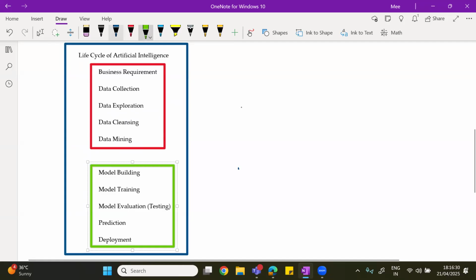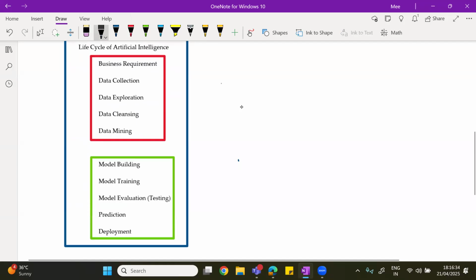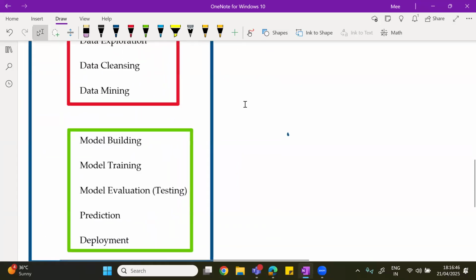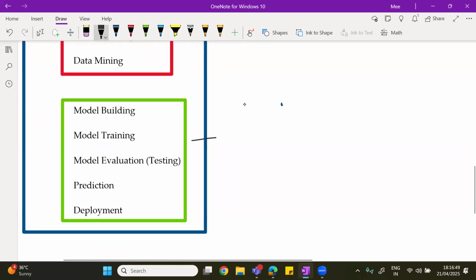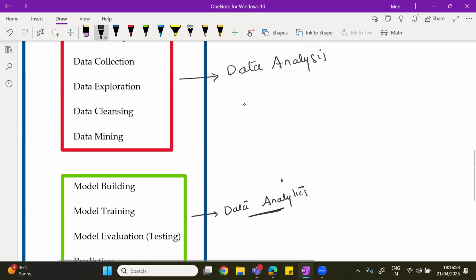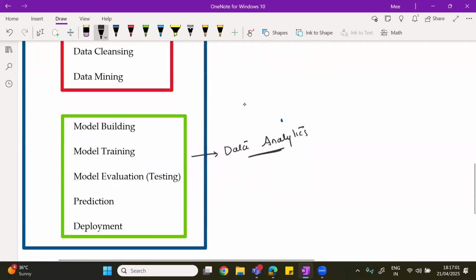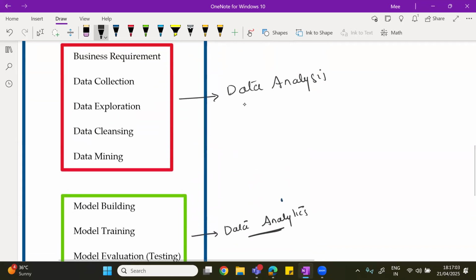So the first part, we call data analysis. The second part, we call data analytics. Data analysis and data analytics. I'm going to explain the difference also.